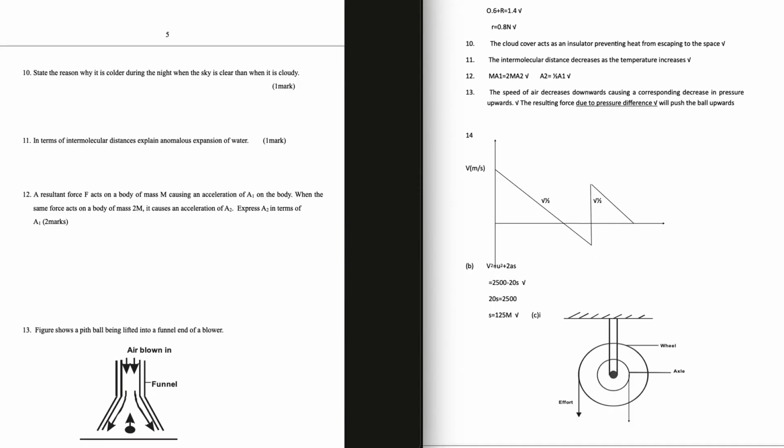Question 10. State the reason why it is colder during the night when the sky is clear than when it's cloudy. The cloud cover acts as insulator, preventing heat from escaping to the space.